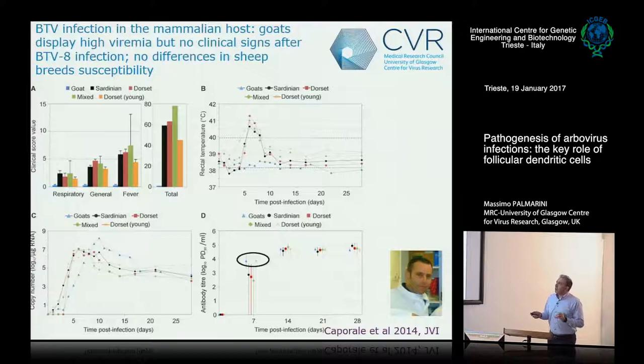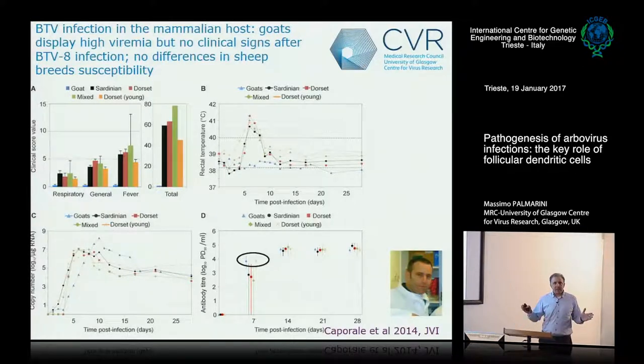So now first let me just show you a little bit how we normally carry out these experiments. The experimental infection with BTV has been carried out for decades, but the problem, especially since I started to work with this virus about 5 years ago, is that when you look at the literature, it's very difficult to compare one study with another because different viruses are used, different strains, different serotypes, different sheep breeds, in different conditions.